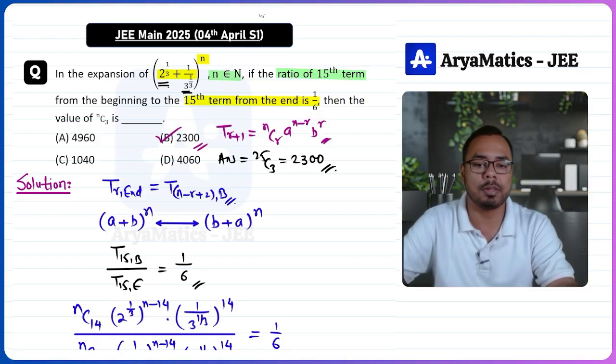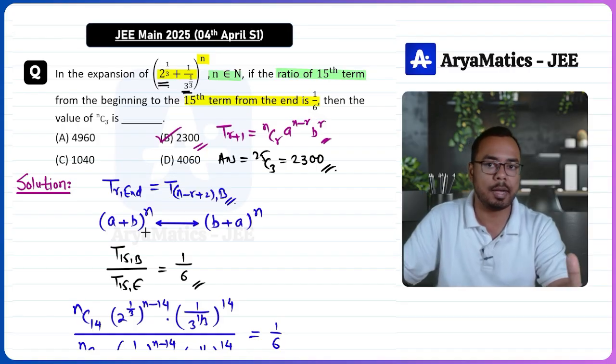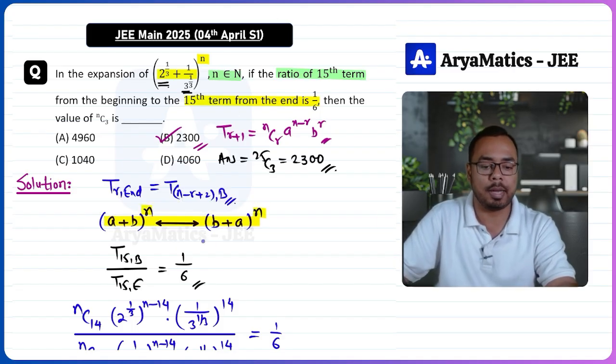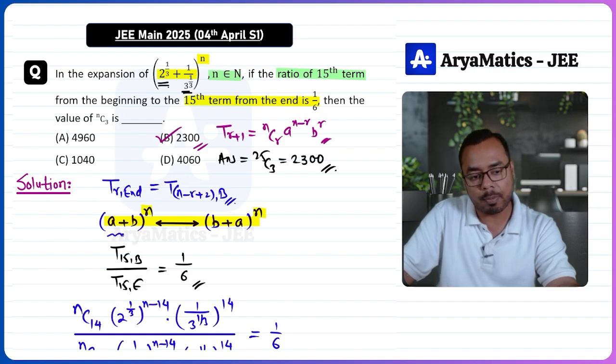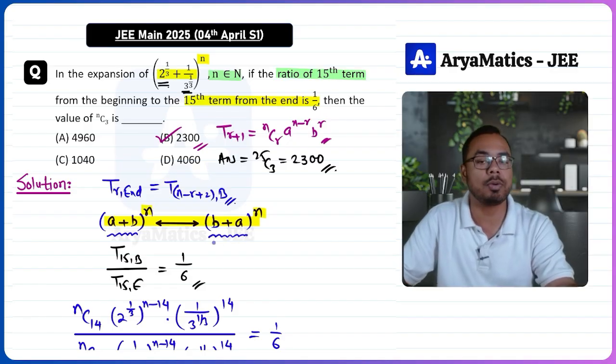So in this problem, it was not a difficult problem, and the important concept was that whenever we need a particular term from the end in the binomial expansion of (a + b)^n, then just interchange a and b and then find the term from the beginning. So Tr from the end in (a + b)^n will be the same as Tr from the beginning in (b + a)^n.